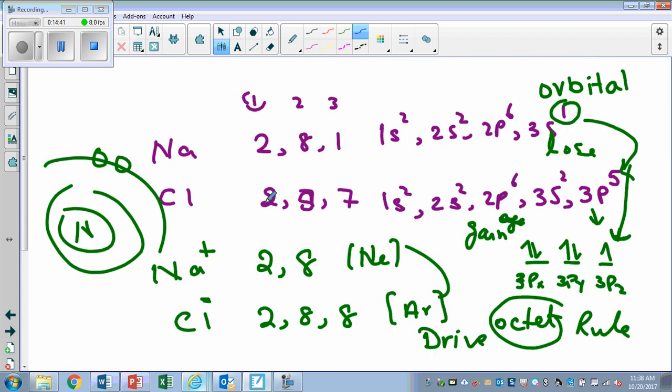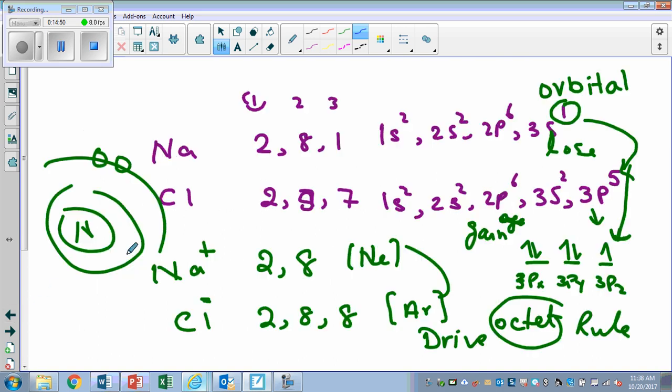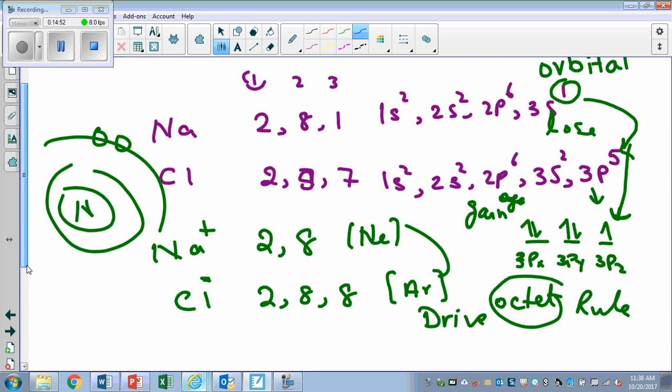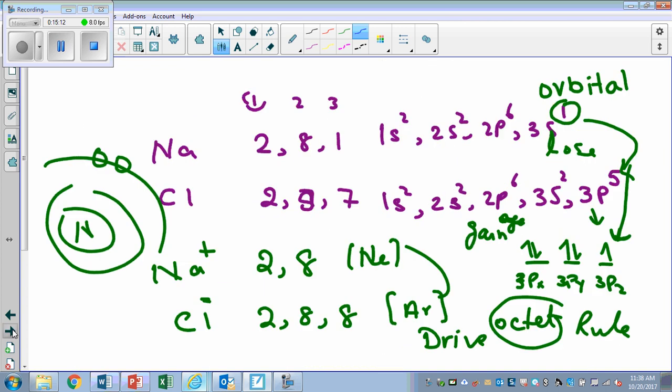So we talked about why they are all trying to get the noble gas configuration. That is called the octet rule. And we have these ions, positive ions and negative ions, but these are all called monoatomic ions, like lithium plus 1, calcium plus 2, oxygen minus 2, fluorine minus 1, nitrogen minus 3. This is only one atom. So ions of one atom are called monoatomic ions.